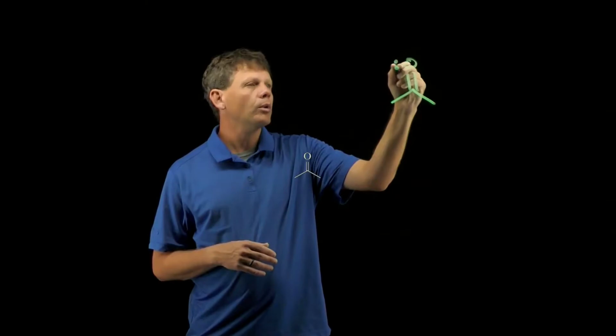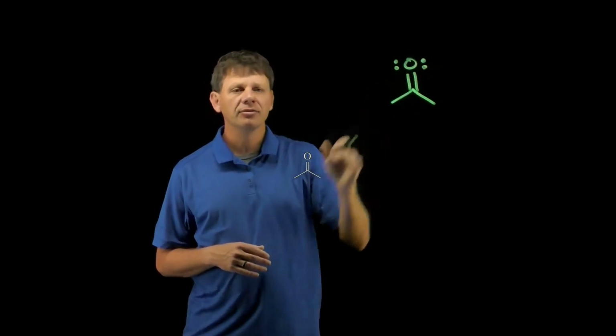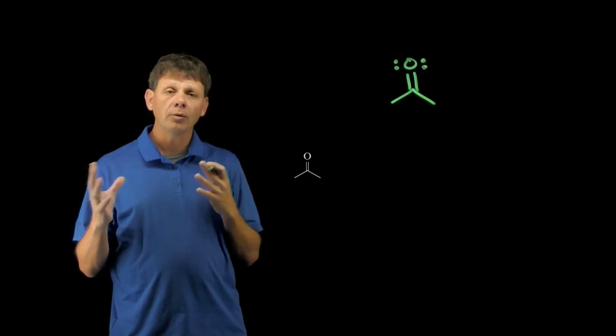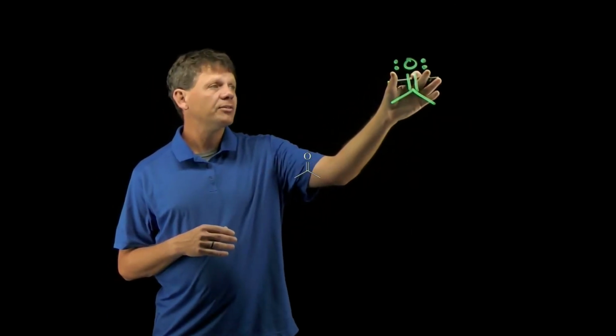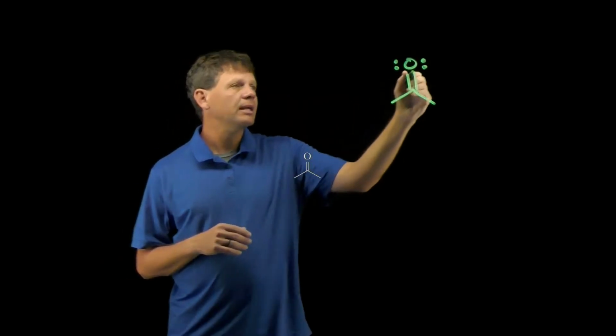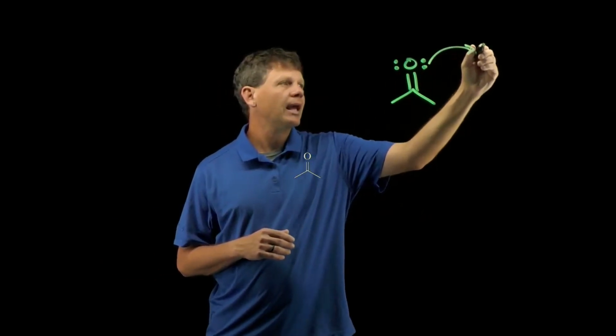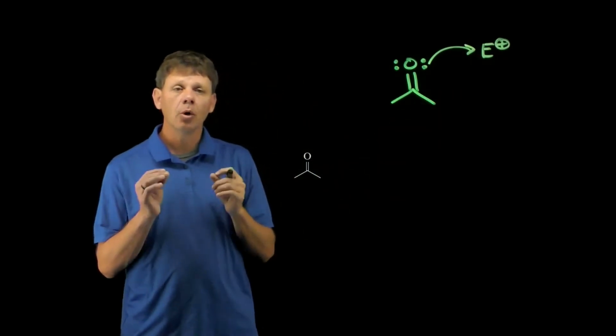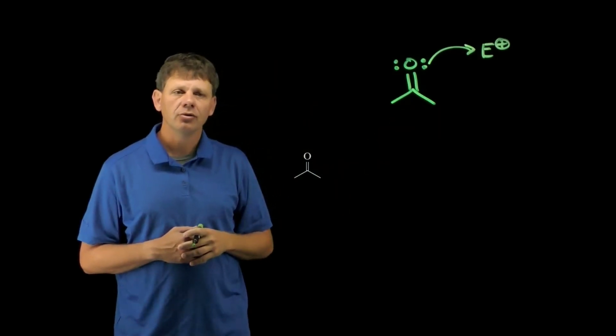Now, if we draw in the lone pairs on acetone, what we notice is that oxygen has 2 lone pairs. It's electron rich. And so one way of thinking then, if the oxygen is electron rich, it could be a nucleophile at oxygen, which means we could donate that pair of electrons to an electrophile.